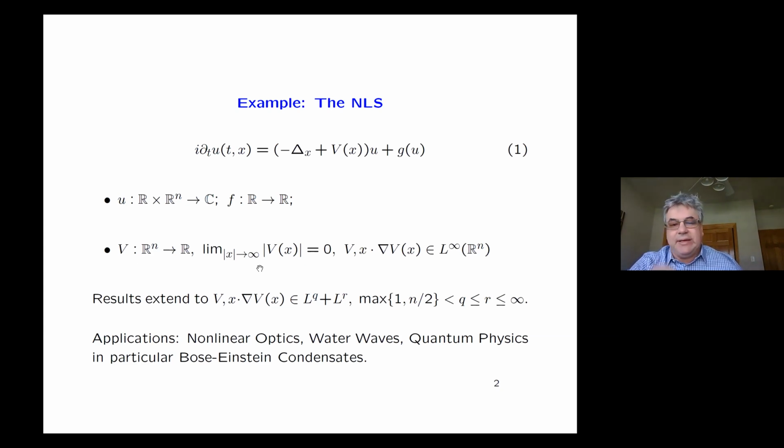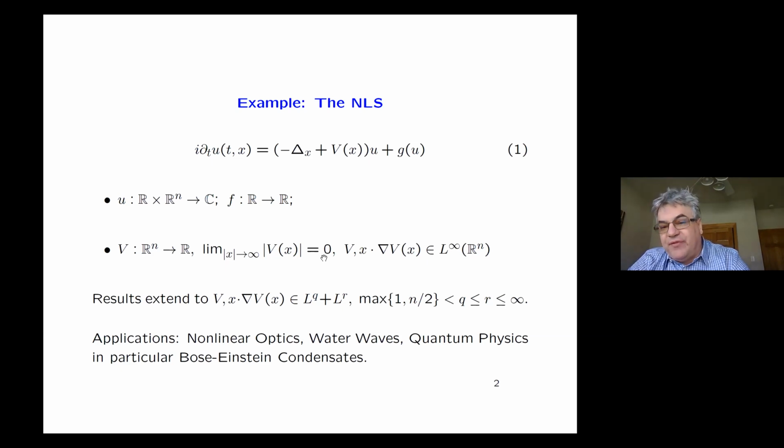The potential in modeling comes from external forces applied to physical phenomena that can be Bose-Einstein condensates, or it could be water waves. In Bose-Einstein condensates, it's external forces acting on particles. In nonlinear optics, it's the index of refraction, the linear part of the index of refraction, that appears in the potential, for example.